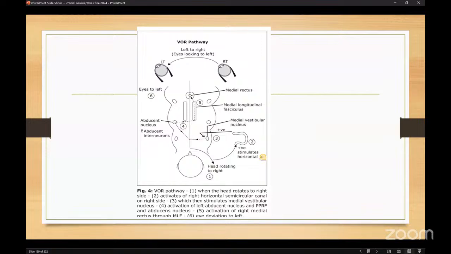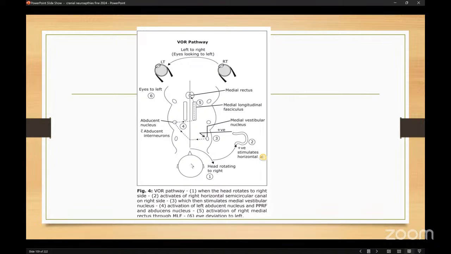Many times in the exam, the VOR pathway is asked. Okay. So just remember, when the head rotates to the right side, this figure is very easy. The head rotates to the right side, it activates the same-sided horizontal semicircular canal. That activates the ipsilateral medial vestibular nucleus. That medial vestibular nucleus activates the contralateral abducent nucleus. And also through the MLF, it activates the ipsilateral medial rectus. So that carries the eye to the opposite side.